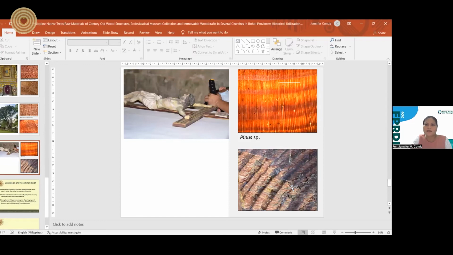And also, we find some Pinus species in the crucifix. We can easily identify pine because pines have medium strength, their grain is straight, and they have moderately coarse texture. They have irregular growth rings, and they are also glossy. They range from moderately heavy to heavy. What is unique with this Pinus species is that they have resin canals, which are not available in some Philippine native species.